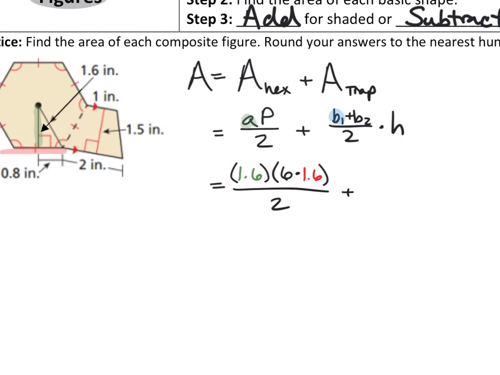Just give me one of the two bases. Doesn't matter, they have parallel line symbols on it. She highlighted it. What's one of the bases? 1. Okay. What's the other base? 2.